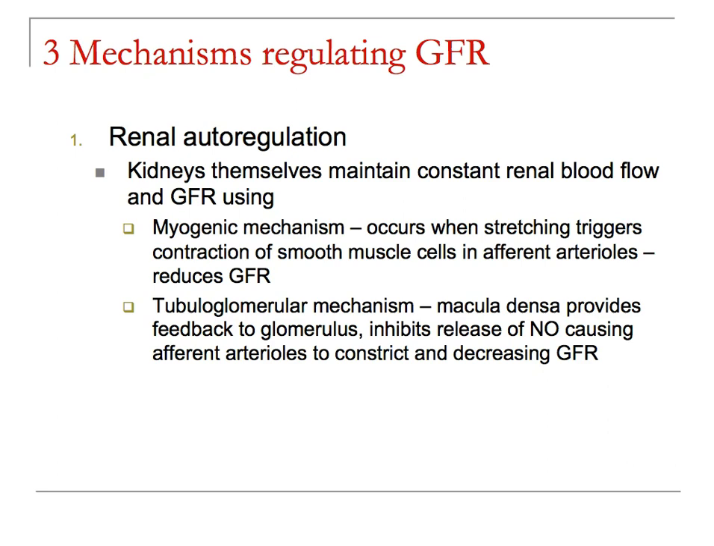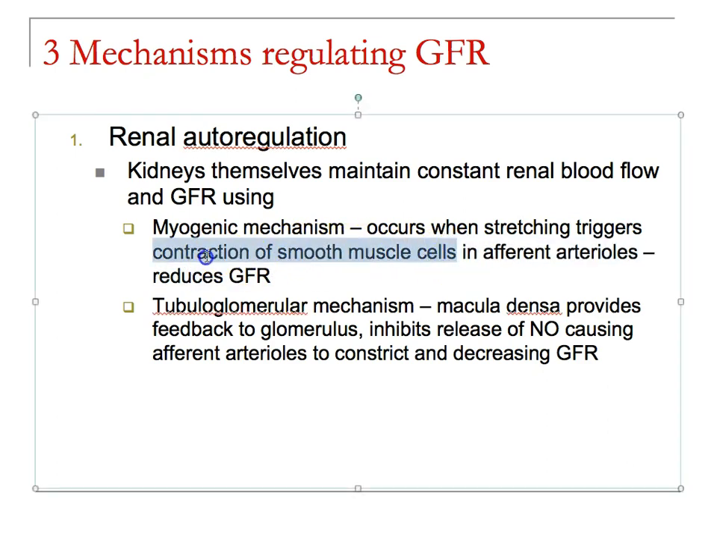You have renal autoregulation, primary mechanism, right? Kidneys themselves maintain a constant renal flow because you actually have a myogenic mechanism that occurs when stretching triggers the contraction of smooth muscle cells. So as blood flow moves in and begins to stretch the afferent arterioles, it's going to reduce the glomerular filtration rate here. Okay? More blood flow moves in, stretch. Afferent arterioles will then make sure they contract.